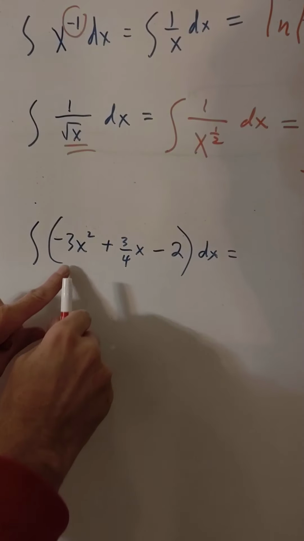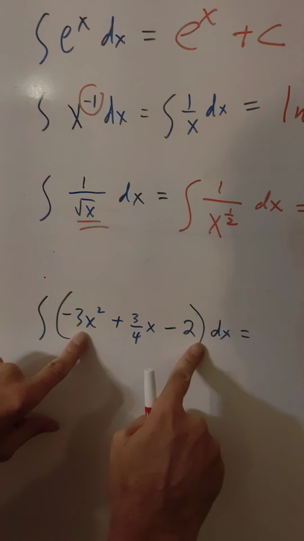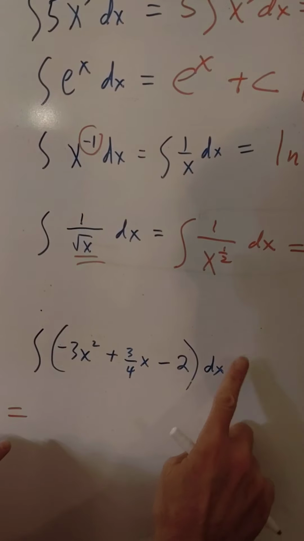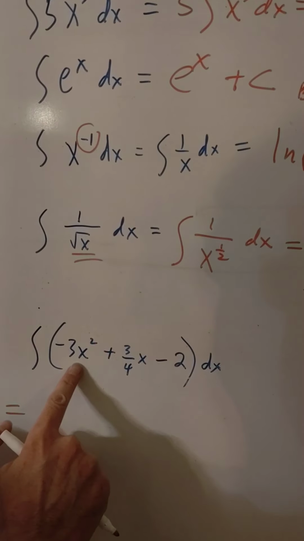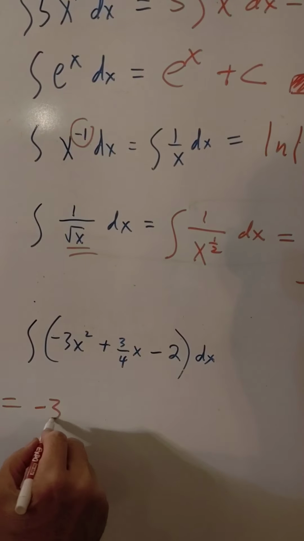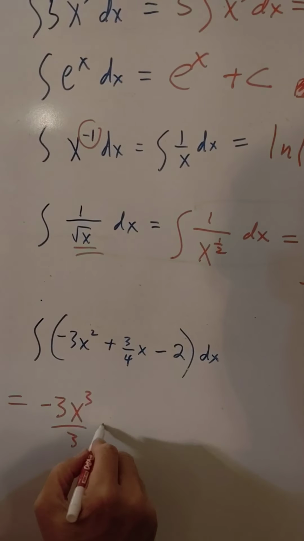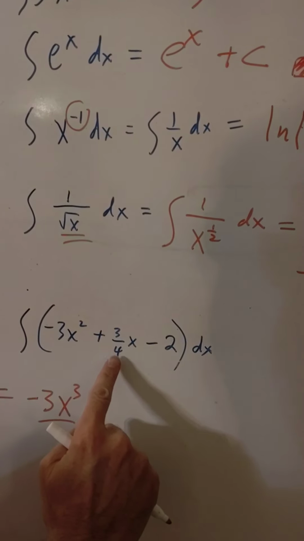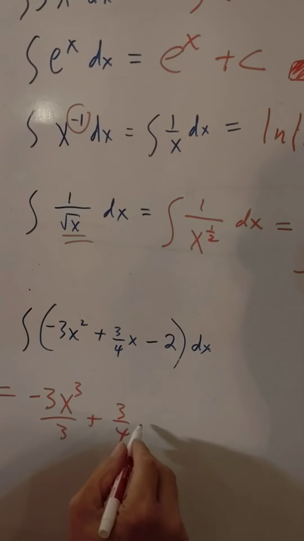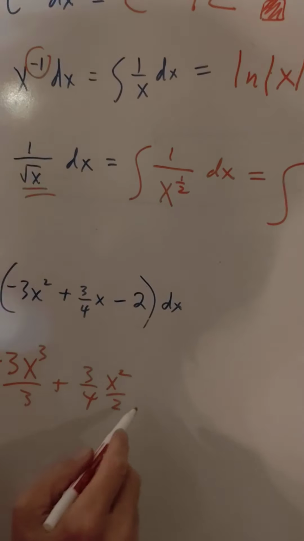Okay, and then finally, the integral of a sum or difference is just going to be integrating term by term. So I'm ready to go. I'm going to write equals over here. Get rid of that. Okay, so what's the integral of the first term? It's going to be, pull out that negative 3. And then the integral of x squared is x cubed over 3 plus. And again, whenever you have a constant times x, you can pull out that constant. And then what's the integral of x to the first? It's x squared over 2. Don't worry about the plus c until the very end.